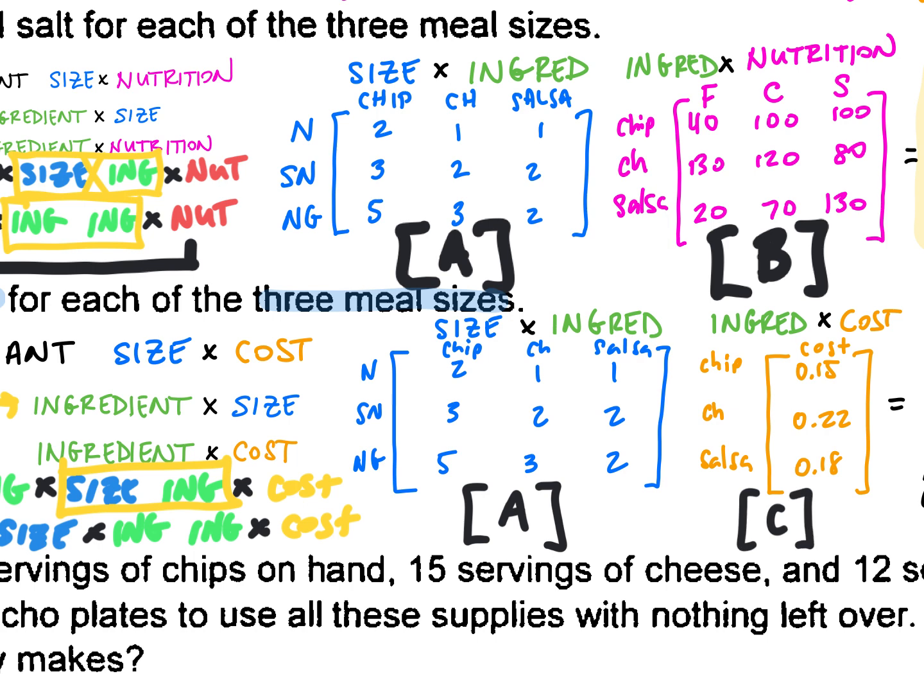So pause the video right now, go ahead and enter matrix C, and then we're going to go ahead and multiply these 2 together and see what our final matrix is so that we can determine what the production cost is for each meal.